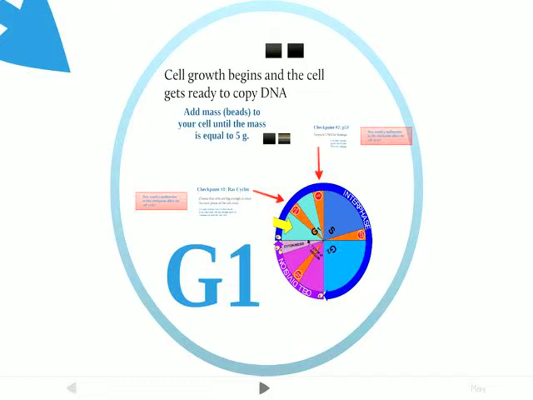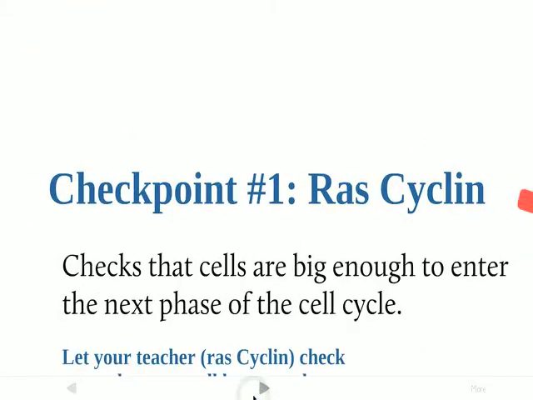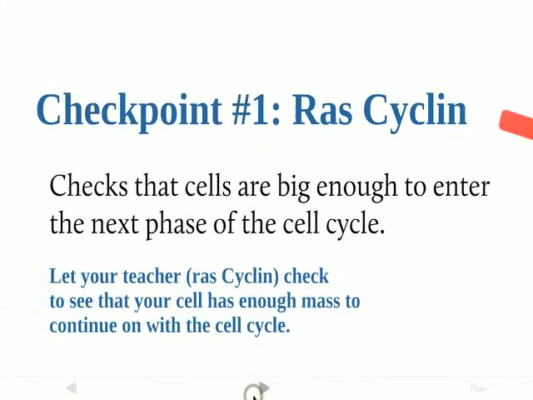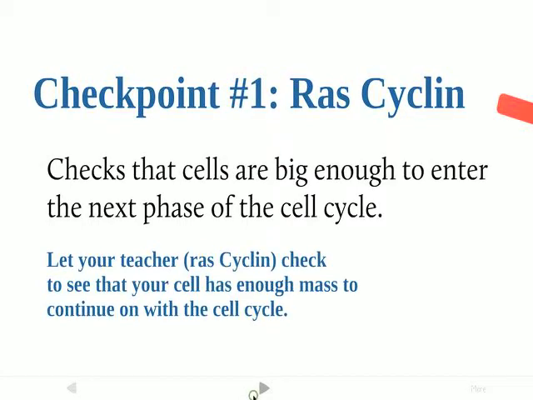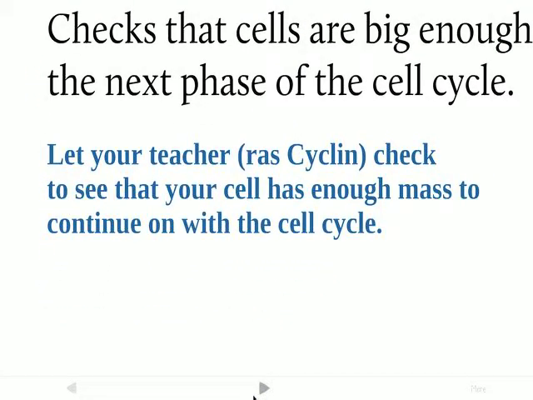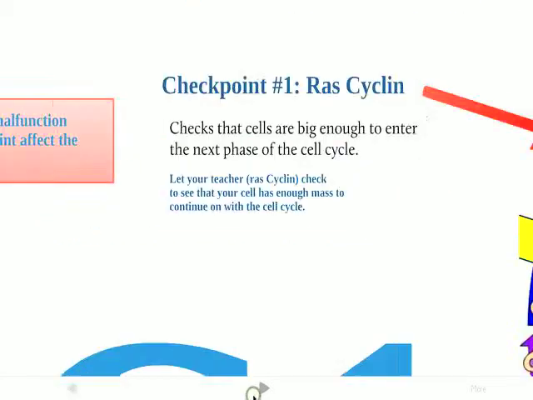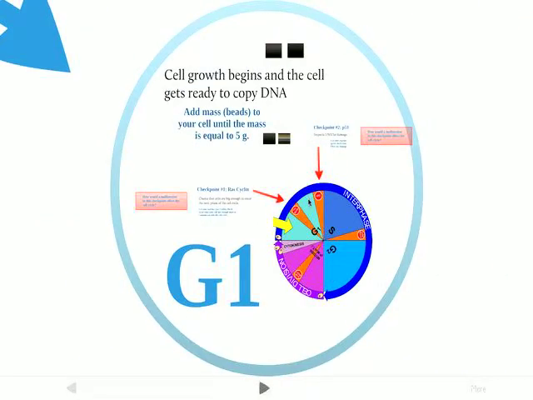After this part of the G1 phase, we enter our first checkpoint, which is called Ras cyclin. Ras cyclin is the checkpoint where the cell makes sure that it's big enough, that it's gained enough mass to go into the next phase of the cell cycle. Your cells actually have these points in place to make sure that nothing goes wrong in the cell cycle. So I came around and checked to make sure that all of the cells had grown to the right mass so that they could continue on. And we would move on to the next stage of G1, and we come to another checkpoint.